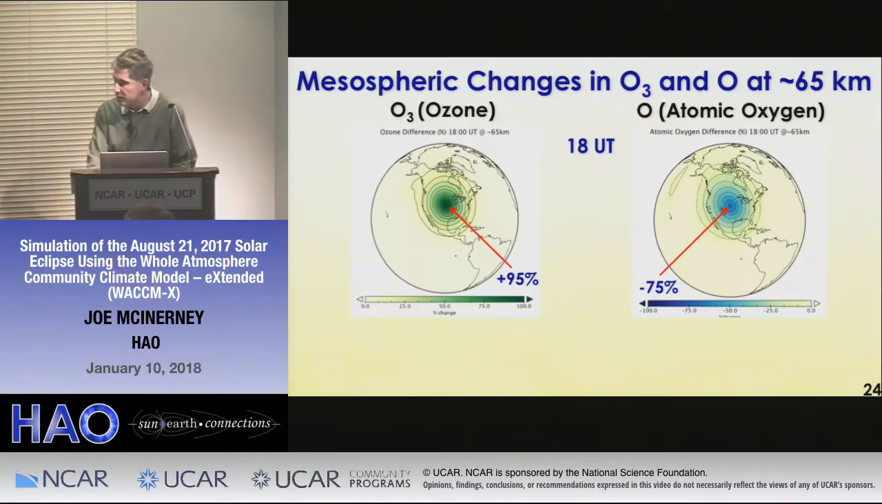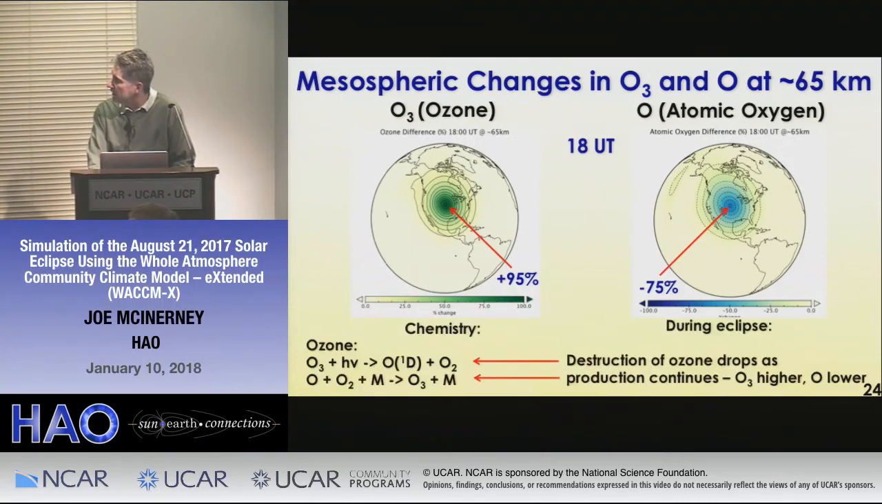So if we look at the chemistry that's going on in this region of the atmosphere, we can see that there are two reactions at play. There's the top left reaction, which is the destruction of ozone from solar radiation, and then there's the bottom left, which is the production of ozone from molecular and atomic oxygen. During the eclipse, the destruction drops as the solar radiation drops, but the production continues. So you continue to produce ozone, and it gets higher, at the expense of atomic oxygen getting lower. There are probably many more examples of this kind of chemistry that you can look at during the eclipse, and this is just one of them.